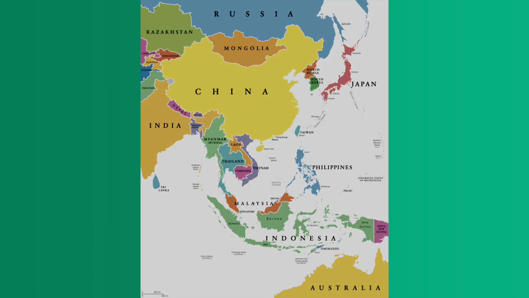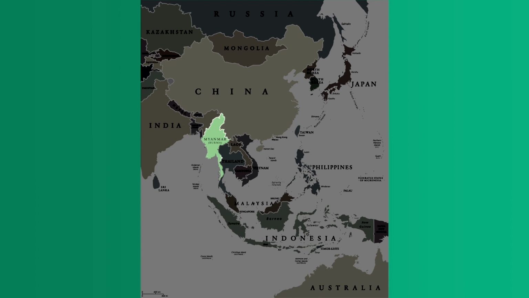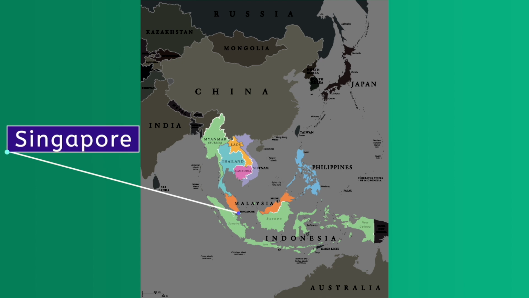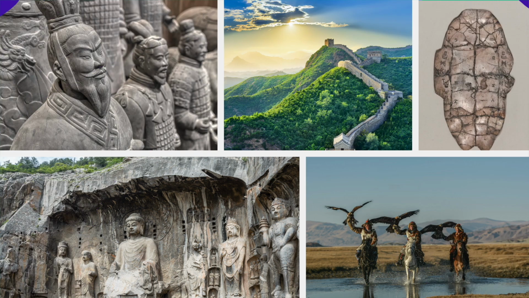Southeast Asia begins with Myanmar, located south of China. From there, the region includes Laos, Thailand, Cambodia, Vietnam, the Philippines, Malaysia, Indonesia, Singapore, and Brunei. Whew! East and Southeast Asia have a rich history of early civilization rivaling the Fertile Crescent in Southwest Asia.